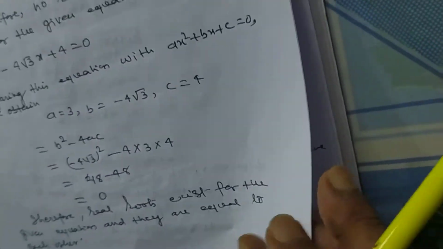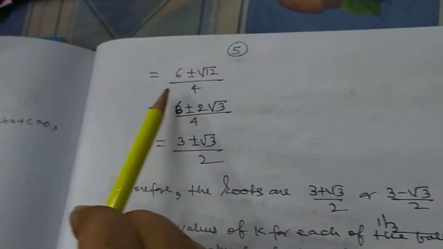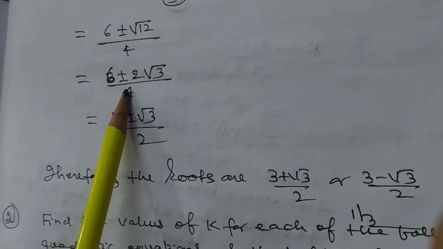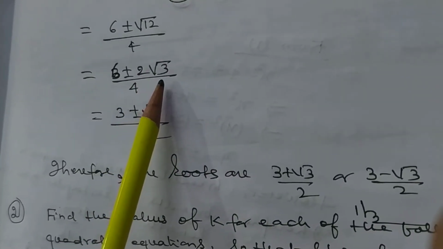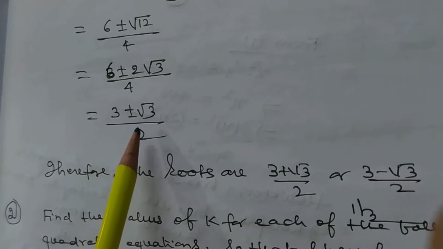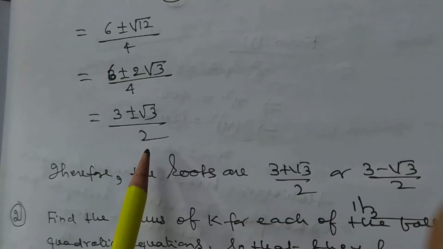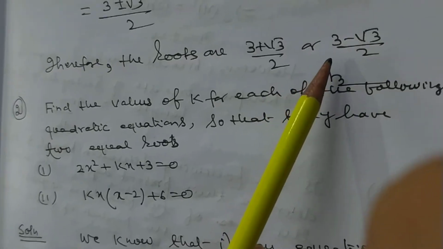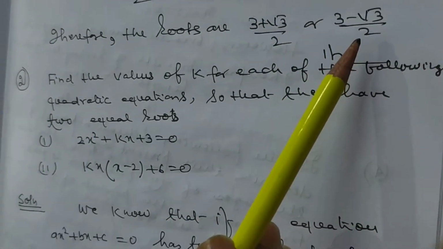And after solving, it will be 6 plus minus root 12. It will be 6 plus minus 2 root 3 by 4, and it will be 3 plus minus root 3 by 2. Therefore, the roots are 3 plus root 3 by 2 or 3 minus root 3 by 2.